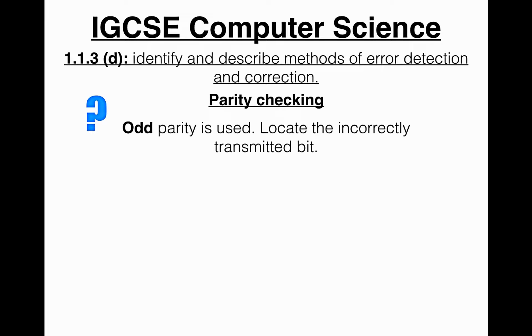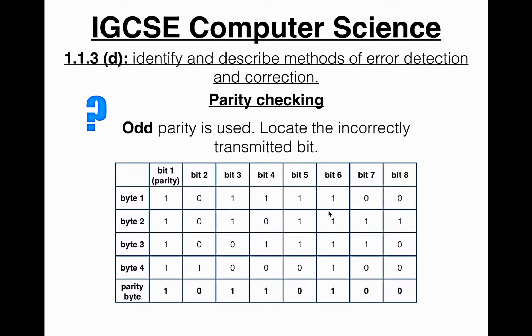So here's a question. Odd parity is used. Locate the incorrectly transmitted bit. Again, we count the rows. 1, 2, 3, 4, 5. 1, 2, 3, 4, 5, 6. 1, 2, 3, 4, 5. 1, 2, 3. And we don't include the parity byte because, remember, it is calculated from the vertical counts, so we don't have to count that. Clearly 6 is the only even number here, so it must be in byte 2.